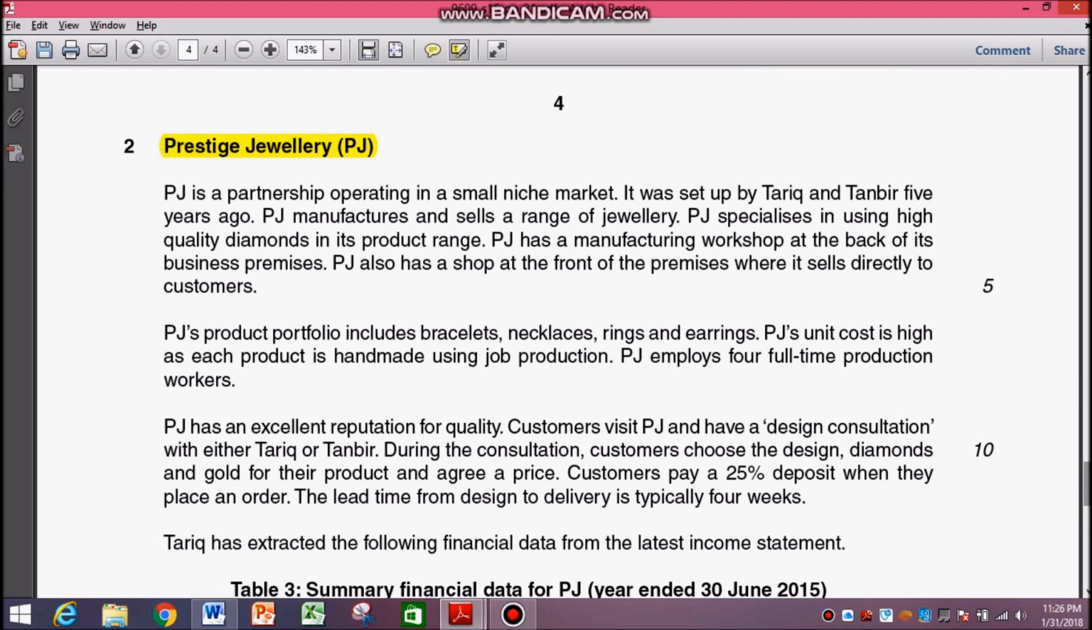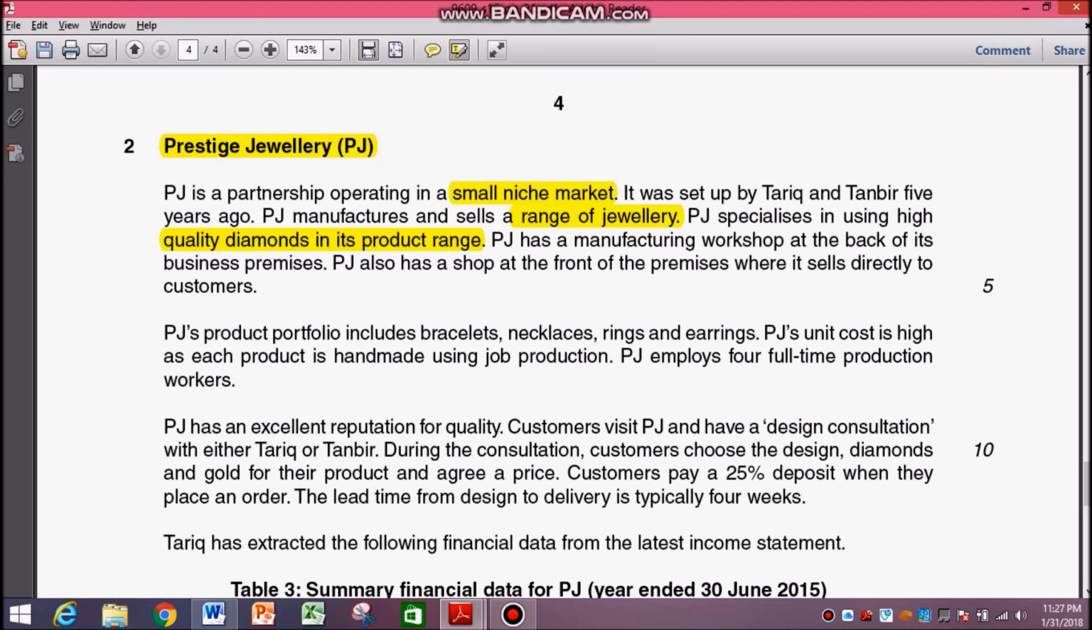Alright, I'm going to start off with the reading of the case. PJ is a partnership operating in a small niche market. It was set up by Tariq and Tanbir 5 years ago. PJ manufactures and sells a range of jewelry. PJ specializes in using high quality diamonds in its product range. Now, diamonds and gold are such commodities that are subjected to price fluctuations, because whatever happens in the economy would have a certain impact on the prices of diamonds and gold.